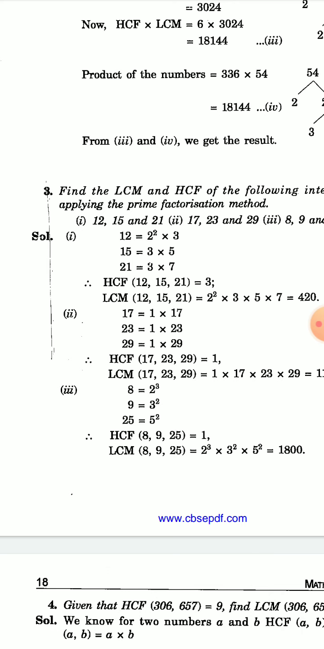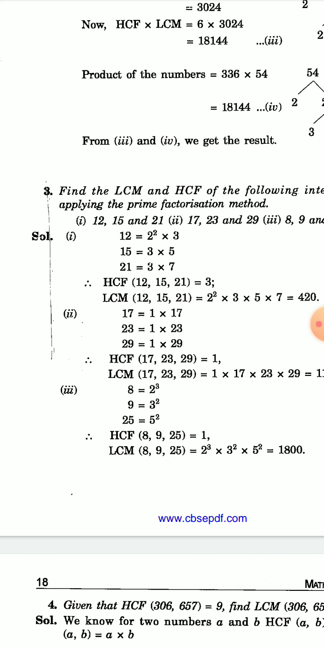The prime factorization of 12 is 2 square into 3. Prime factorization of 15 is 3 into 5, and 21 is 3 into 7. If you try to find the factor which is common in all three, you can see 3 is common in all. So the highest common factor is 3. LCM. When we find the LCM, the factor which is common will be written only once. So 3 will be written once, and you have to multiply all the remaining factors. The remaining factors are 2 square, 5 and 7. So the LCM is the product of these factors, that is 420.